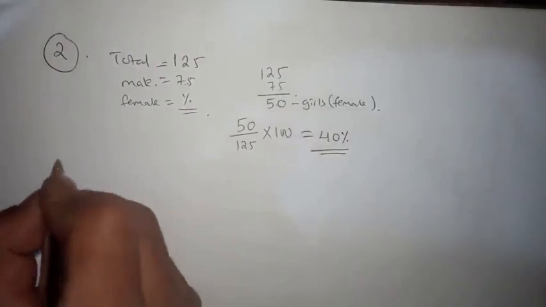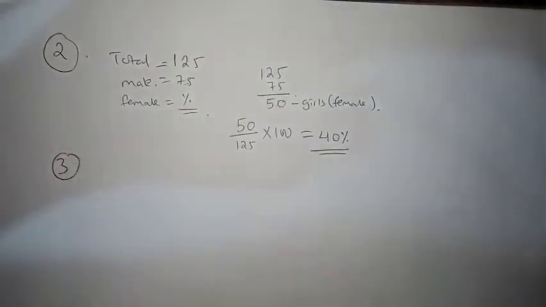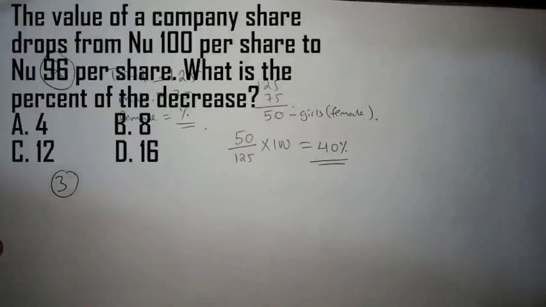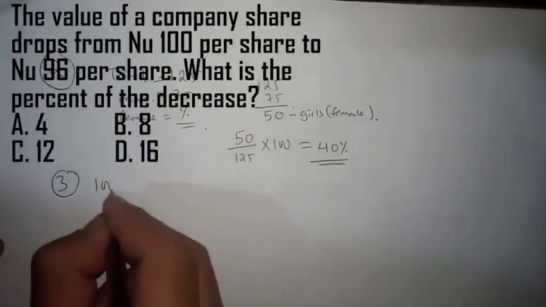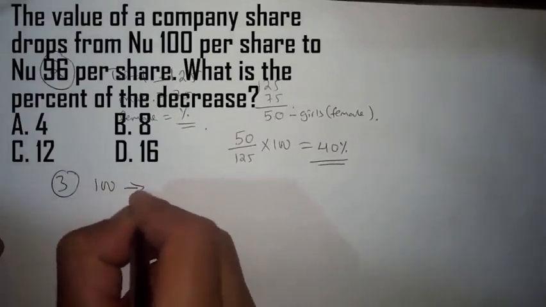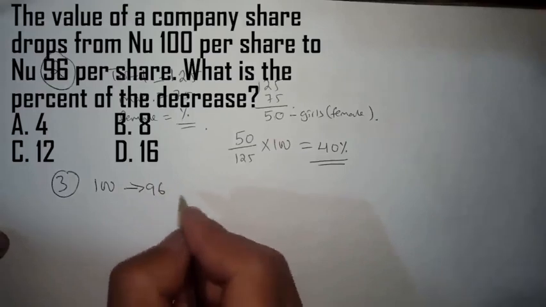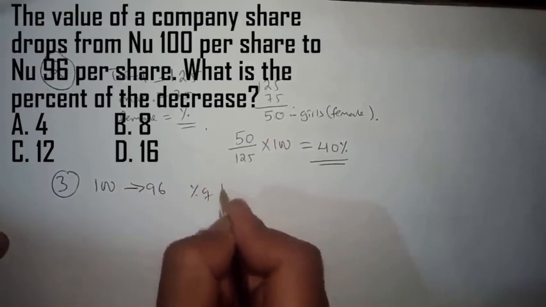Third question, question number 3. The value of a company share drops from 100 to 96 per share. What is the percent of decrease?